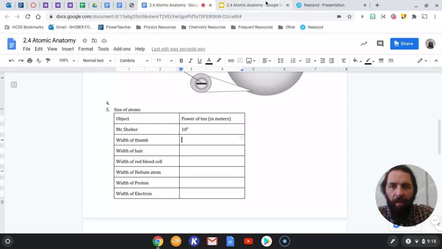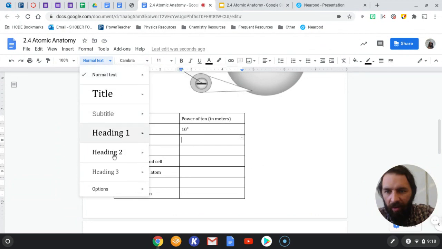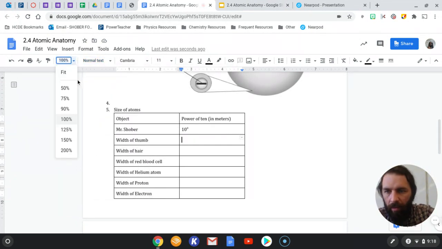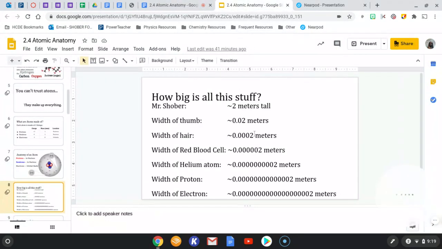All right, width of the thumb was 0.02. So if I did 10 to what exponent would be 0.02? Why don't I make this a little bit bigger so that we can see what's going on here a little bit better. Okay, so that would be 10 exponent, control and period, -2, right? Because I had to move the decimal over 2 spots. So hopefully that's review for you by now.